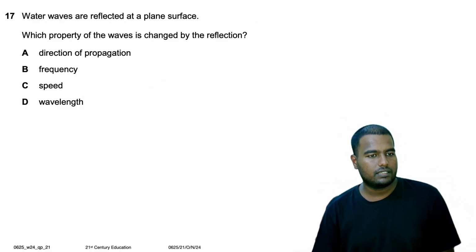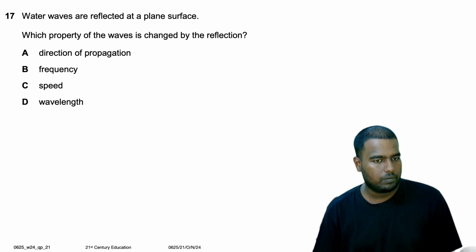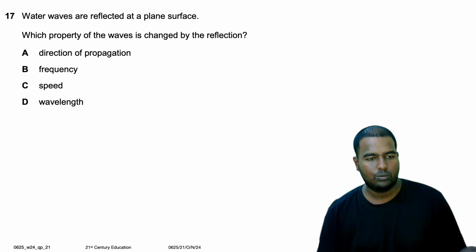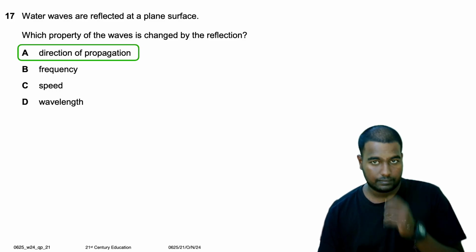Water waves are reflected at a plane surface. Which property of the wave is changed by the reflection? Frequency, speed, wavelength. It just reflects, so nothing will change. Only if it refracts will speed and wavelength change. It is reflecting, so nothing will change. Only the direction of propagation is changing. So option A.